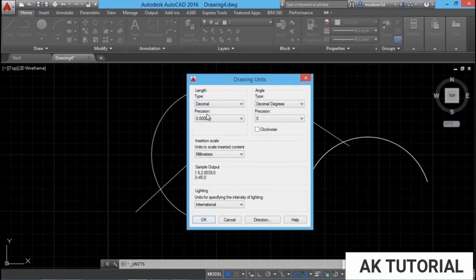Let's select decimal because decimal is basically meant for metric, which is commonly used in India. Next, we have to set the number of decimal places. You can go up to 8 from 1 decimal. I'll set, say, 2 decimal places.